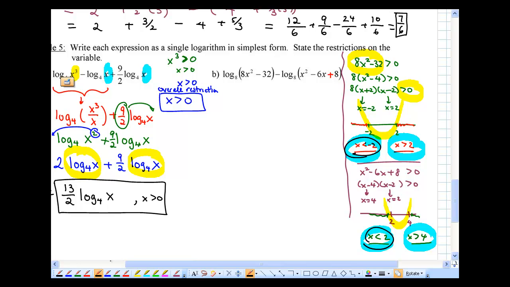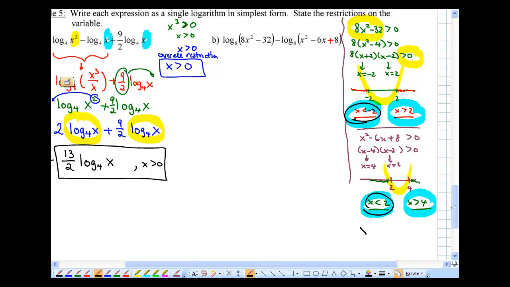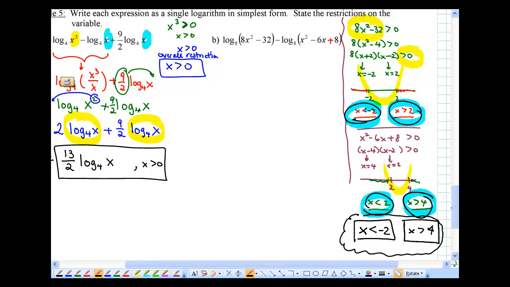Which one's more restrictive? Yeah, it's x is less than -2. So that's the one I'm going to use, because that's the one that satisfies both of these. And looking at the greater than, you've got x is greater than 2 and x is greater than 4. Which one of those two restrictions satisfies both? Well, it's x is greater than 4, so I'm going to use that as my restriction, because that one satisfies both pieces. So this is my overall restriction, the restriction that works overall.